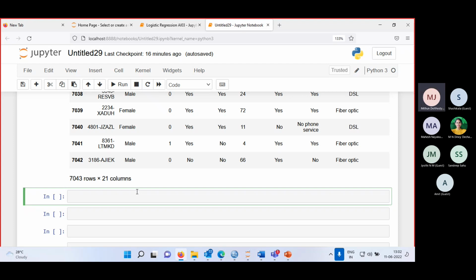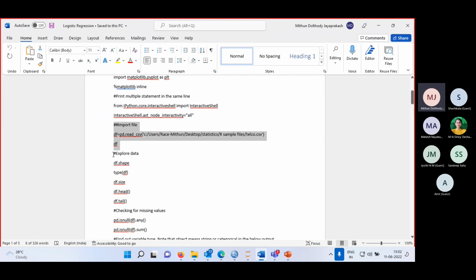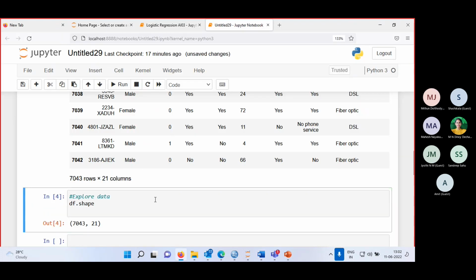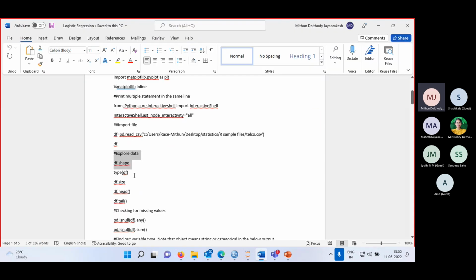Okay, so far we are clear. We've imported the data set. So far, we have not done any analysis. So from here, let us proceed to do some kind of analysis. Let us begin by exploring the shape of the data set. We can see here 7,043 records and 21 different columns, correct?